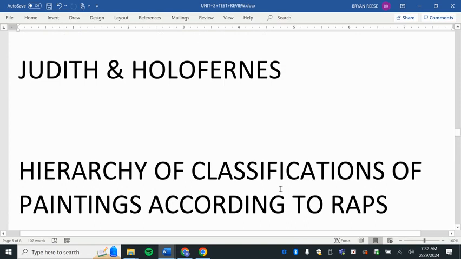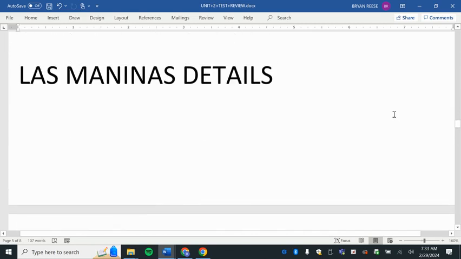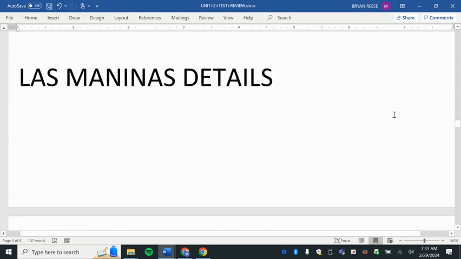Judith and Holofernes will be on the test. I can't remember if it's the story that's on the test or the painting that's on the test. And it very well might be the painting, and you would need to know the artist. And then we saw 2 different artists that painted Judith and Holofernes. I want you to know the details of Las Mañanas. There'll be a question about Las Mañanas on the test.